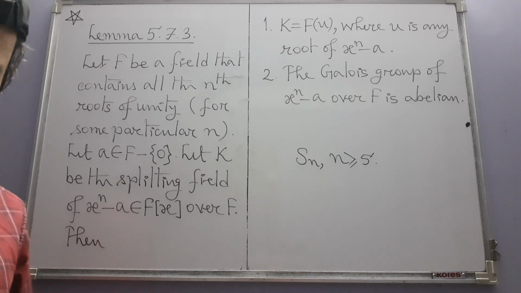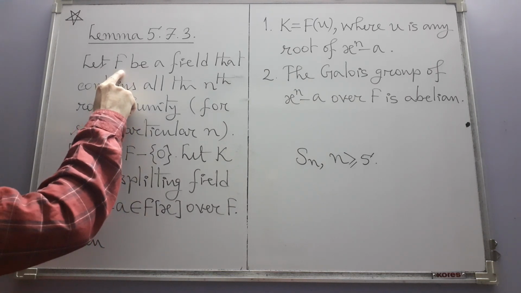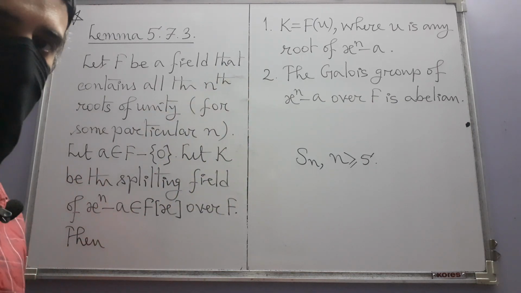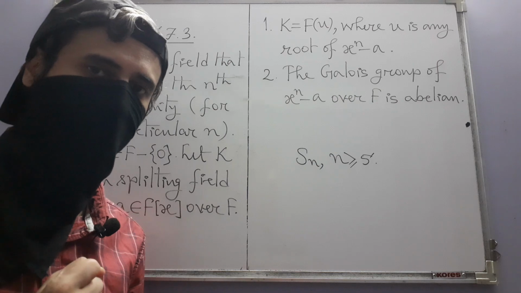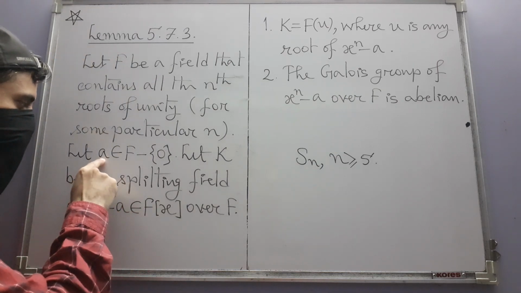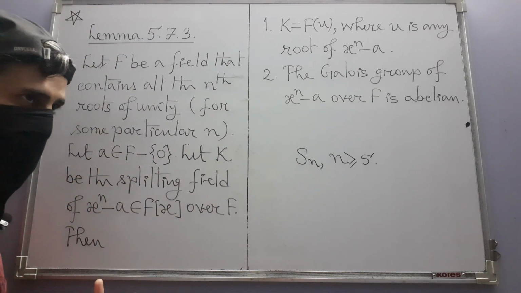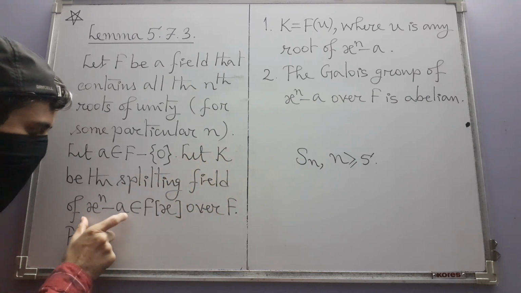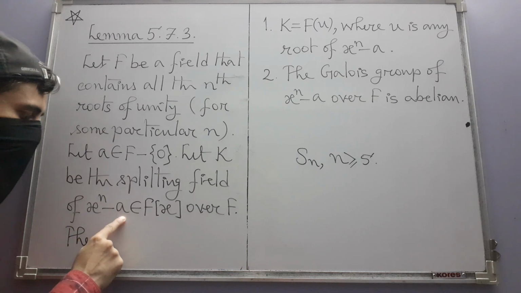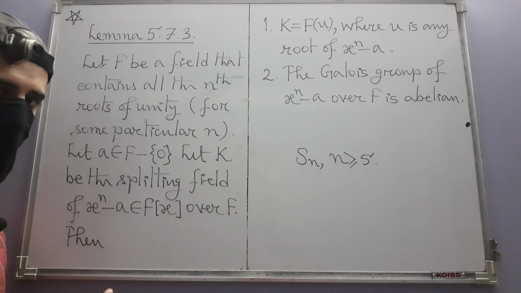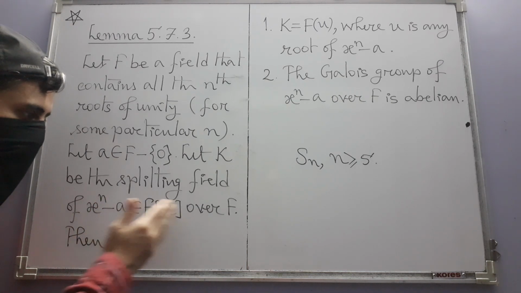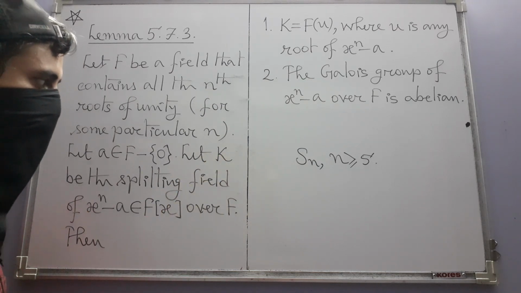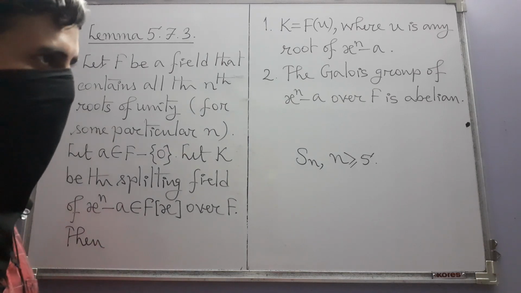What this lemma says is that there is a field F which contains all the nth roots of unity for some particular positive integer n, and we have chosen an element a in F which is non-zero. Let K be the splitting field of the polynomial x to the power n minus a, which is a polynomial over F, and the splitting field is an extension of F. Then two claims are there.